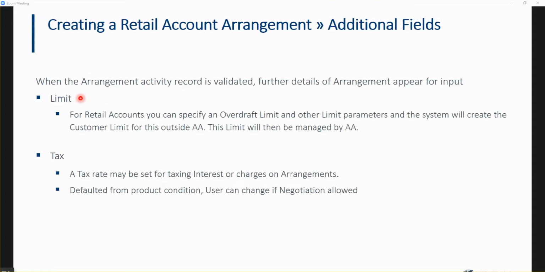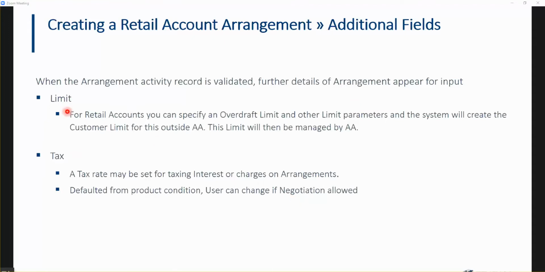Then additional fields, when the arrangement activity is validated, further details are going to appear. So when you validate after putting the customer and the currency, it will go and fetch all of the product conditions. What is the interest rate for the debit, for the credit? What are the charges, and so on? It will just come. Some of those might be negotiable and others are not negotiable. Okay, so like for limits, for tax, and so on, it will automatically default.